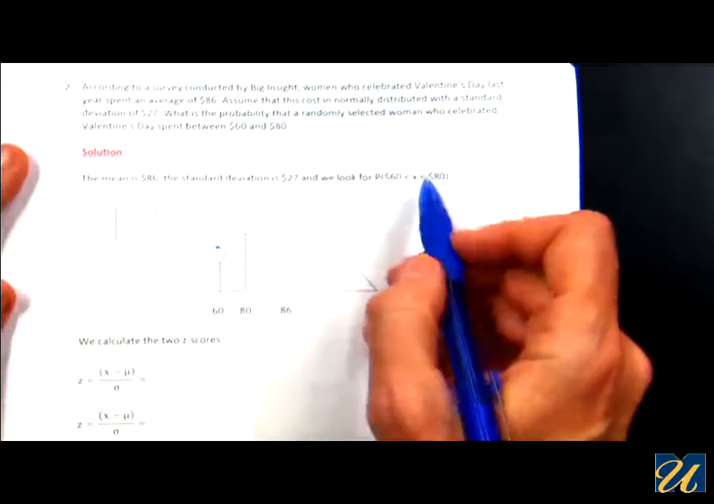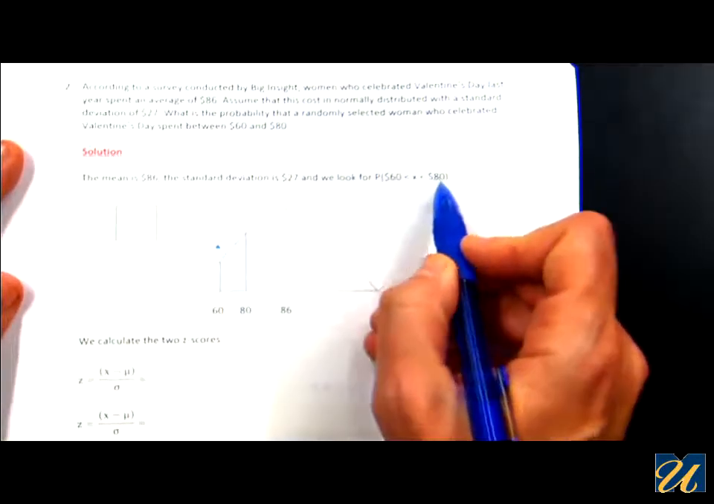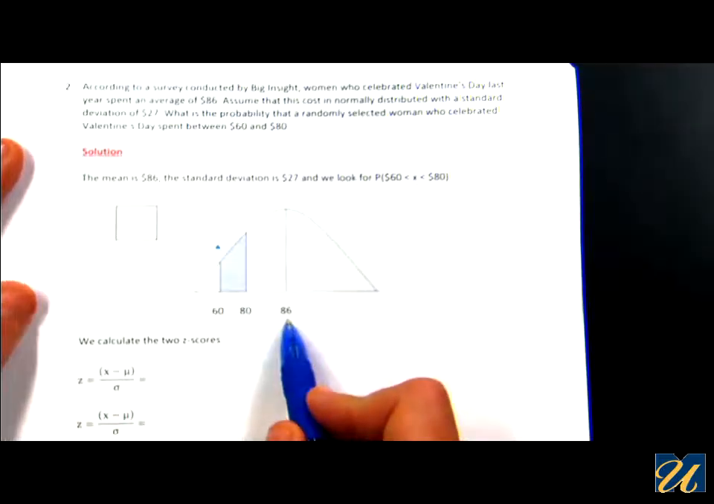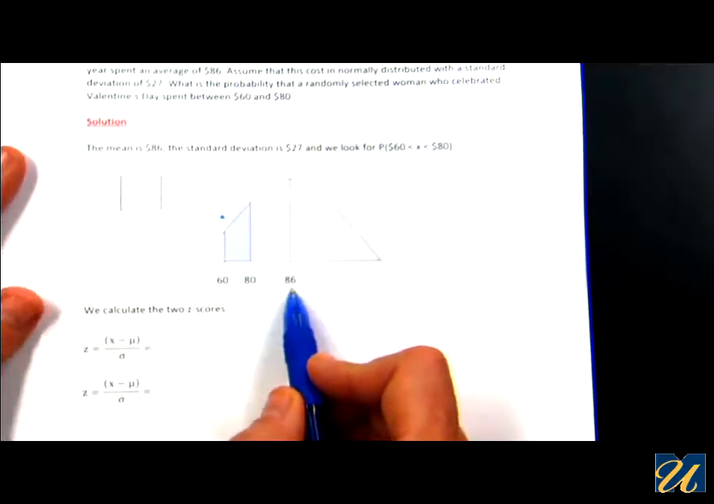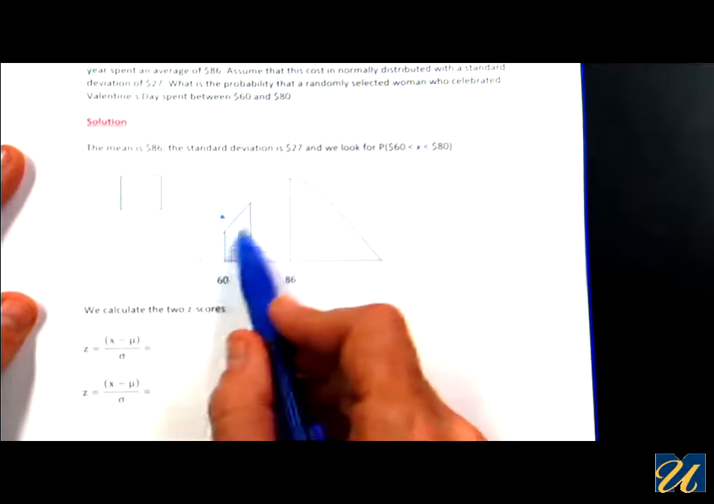According to a survey conducted by Big Inside, women who celebrated Valentine's Day last year spent an average of $86. Assume that this cost is normally distributed with a standard deviation of 27. What is the probability that a randomly selected woman who celebrated Valentine's Day spent between 60 and 80? So I'm looking for the probability that X is between 60 and 80. Mu is 86. Both 60 and 80 are to the left. I'm looking for this area.